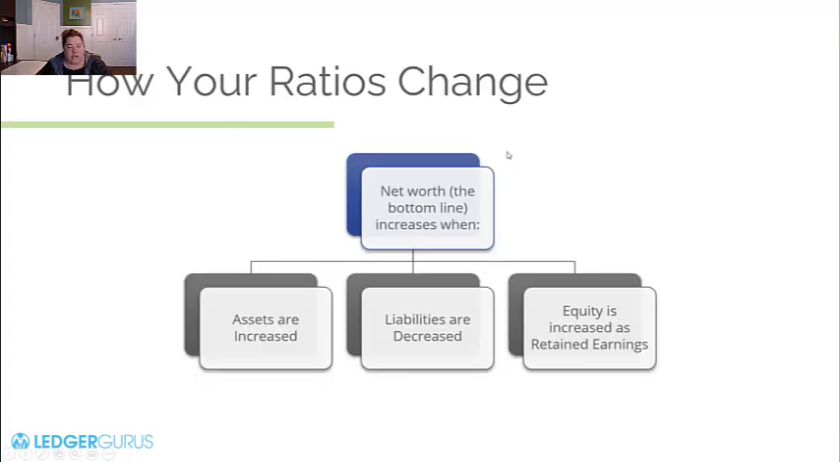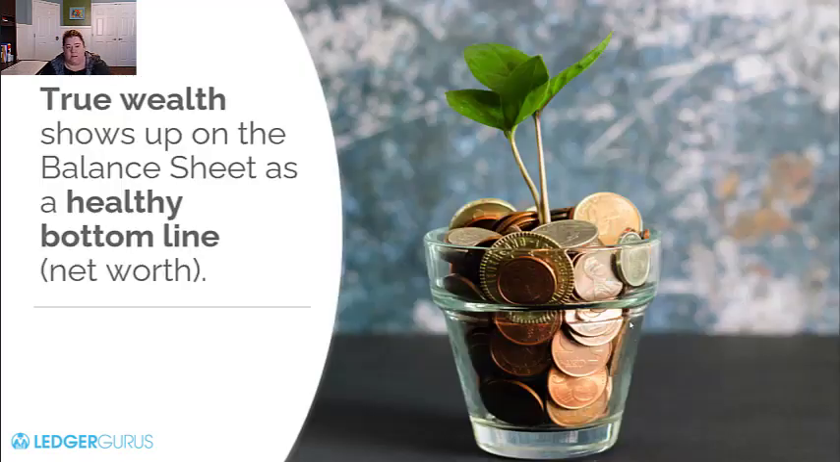So how do your ratios changing affect your net worth? The bottom line increases when overall assets are increased, when overall liabilities are decreased, or when equity is earned as retained earnings. So this equity as retained earnings is a reflection of the profitability of the business and how the profitability of the business is converting into equity over time. So those are ways in which you can improve the net worth of your business, which not only factors into helping improve its value if you were ever to decide to sell, but also the overall vitality and sustainability of the organization.